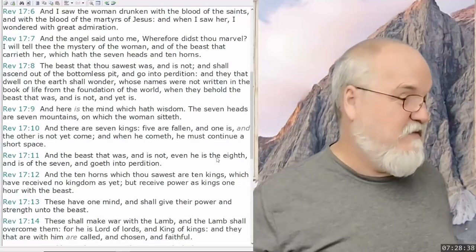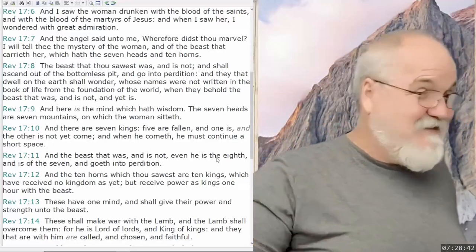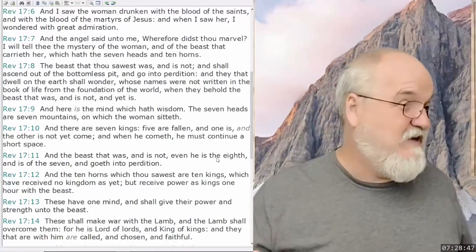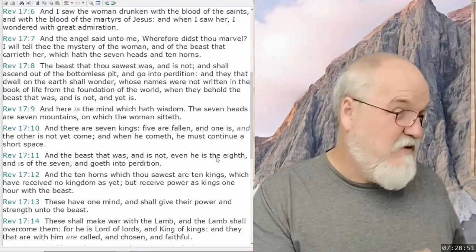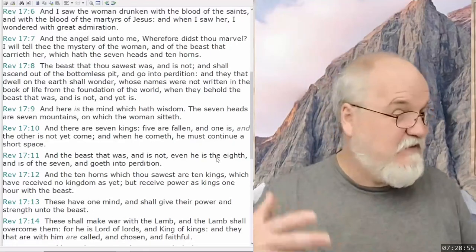But it's not saying that one of the heads is the beast. It's one of its heads. It's taking the whole beast. The beast that was and is not, even he is the eighth. So it's going to take the papacy, and one of its heads was wounded unto death. So you need to realize what that head is.